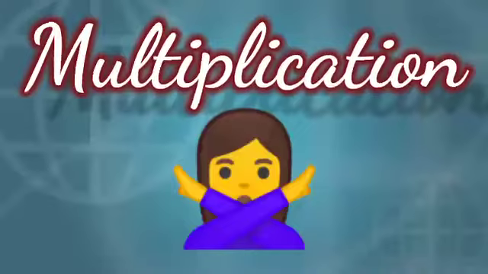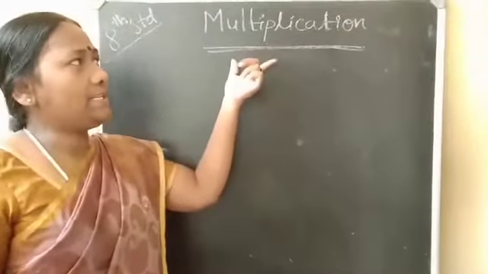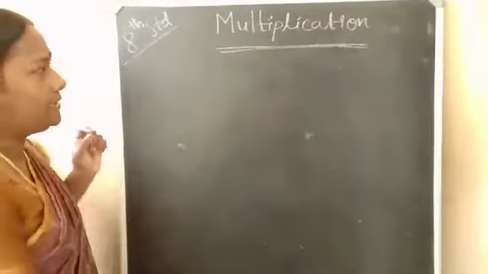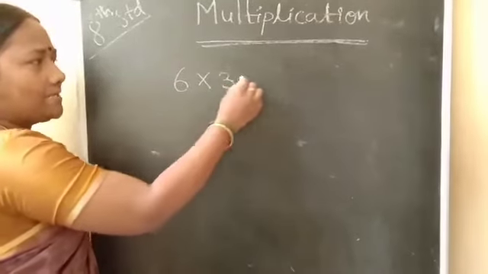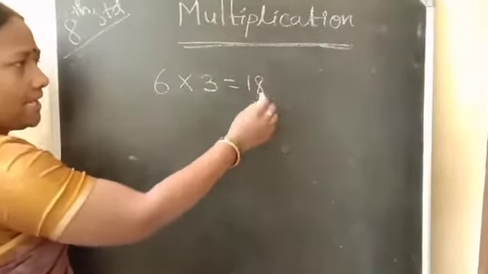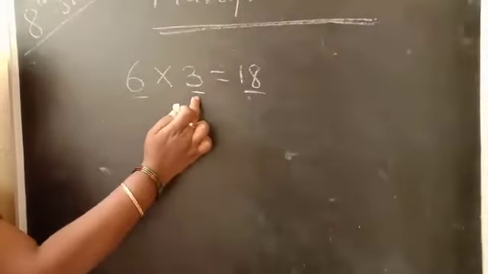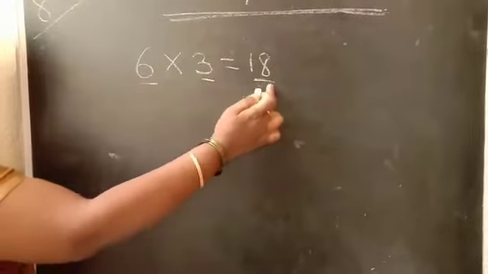Today we are going to see multiplication. Multiplication is a shortcut form of addition. That means, suppose for example, 6 3s are 18. What is 18? What is 3? What is 6? 3 times 6. If we add, we'll get 18.